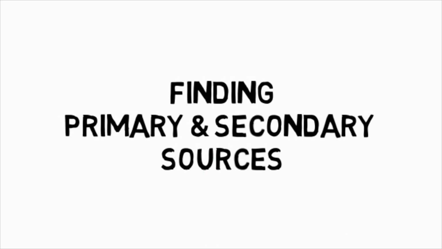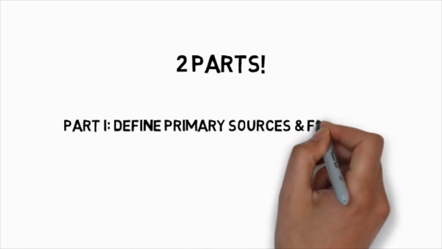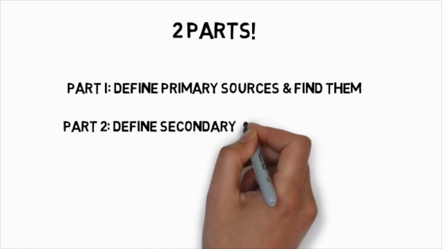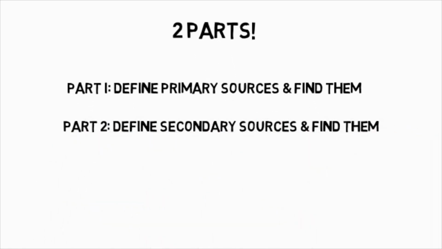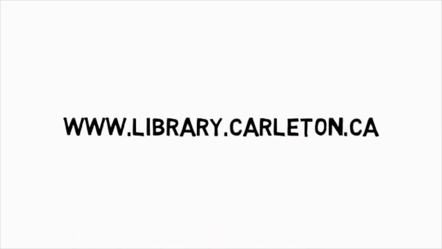Welcome to this two-part video from the Carleton University Library on finding primary and secondary sources. In part 1, we will define primary sources and show you how to find them using Carleton University Library online tools. In part 2, we will define secondary sources and show you how to find them, again using Carleton University Library online tools. Let's get started with part 1.